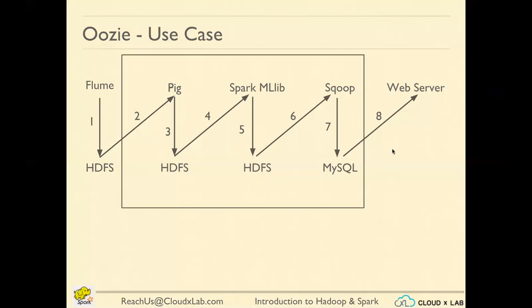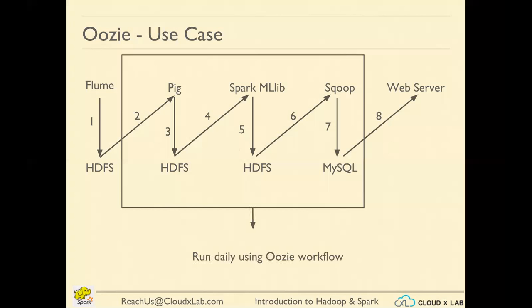So this whole ecosystem is put to use in such kinds of projects. You can see that there are so many components, Flume, Sqoop, Pig, Spark SQL, or Spark MLlib, being used in a single project. All right. So this is how we generally use these components.